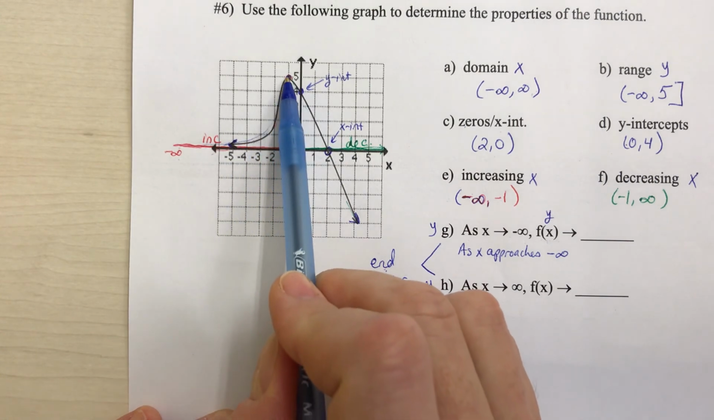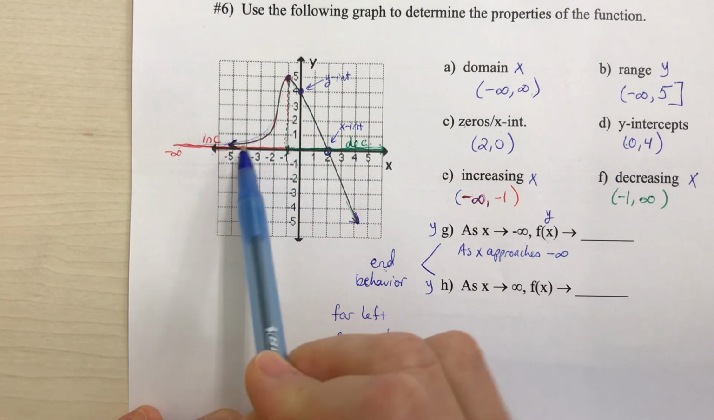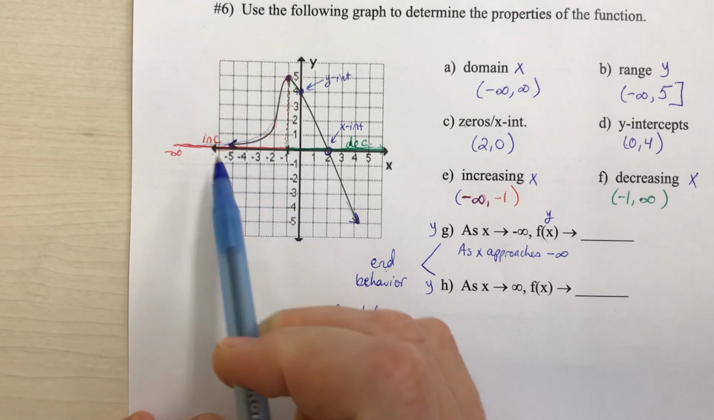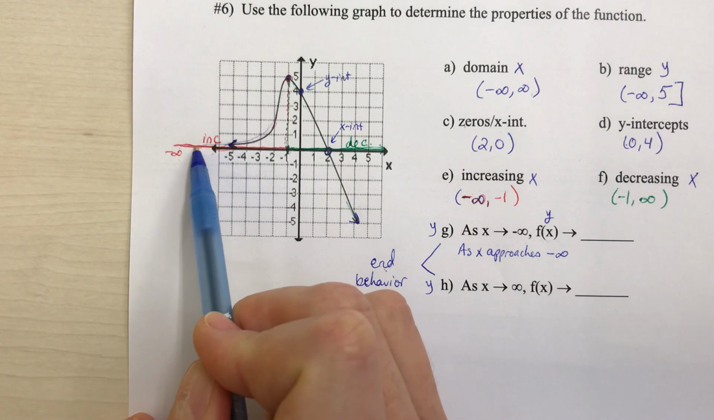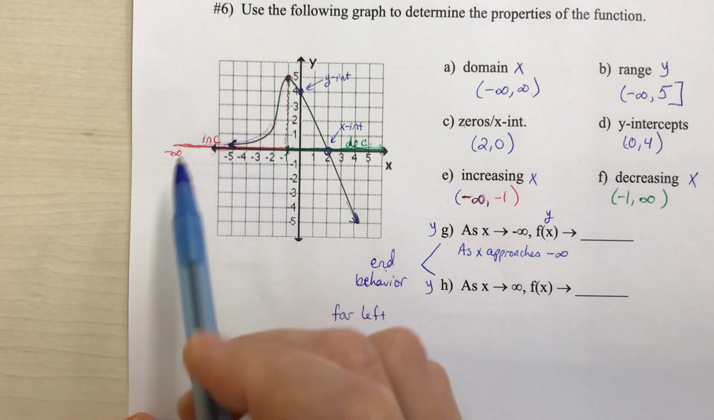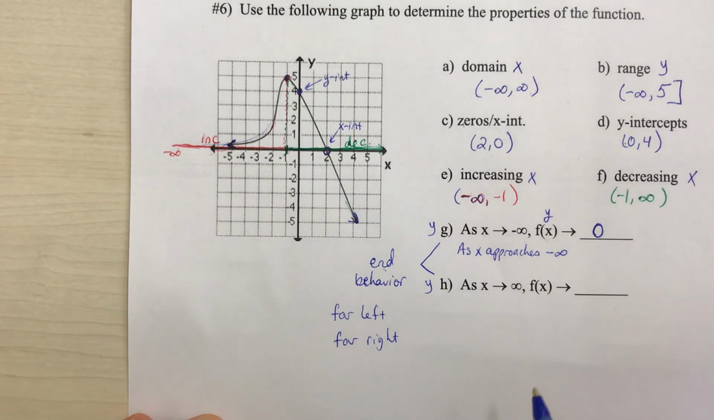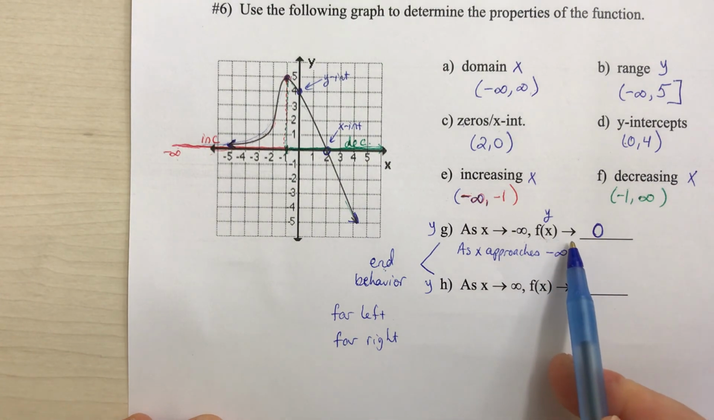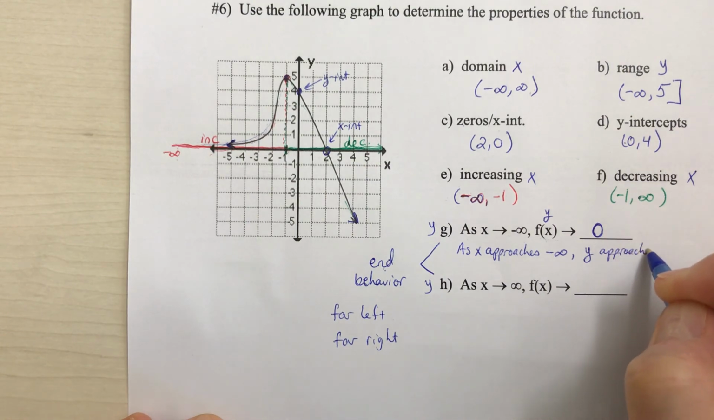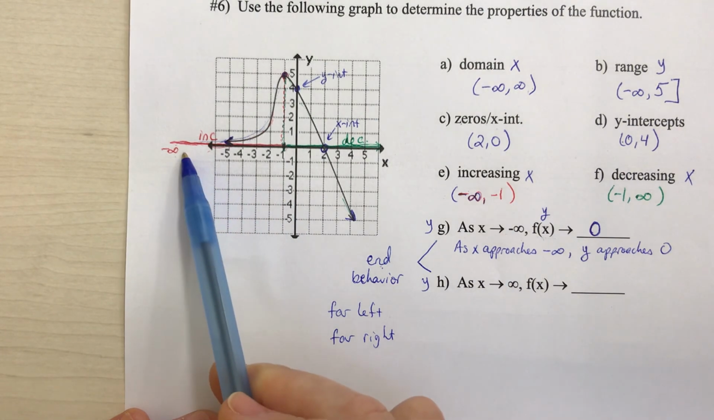As we go further and further to the left, what's happening to the y values? Well, the y values are at 5, and then they're coming down as I go to the left. Now remember, the way that this graph is flattening out, the curve is flattening out, that means that we're going to get closer and closer to 0 without ever getting there. We're never going to get to the x-axis. The y value approaches 0. It doesn't mean that we get there, but it means that we're saying that y approaches 0. So that's the end behavior to the left.